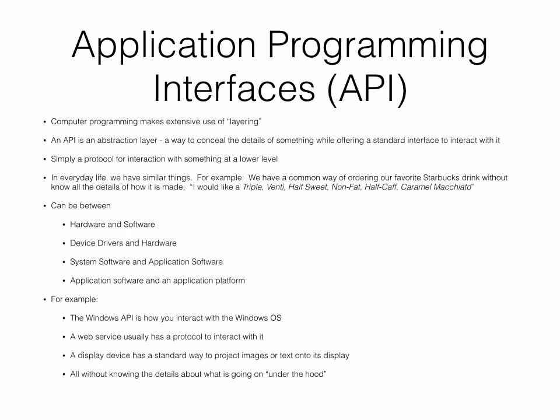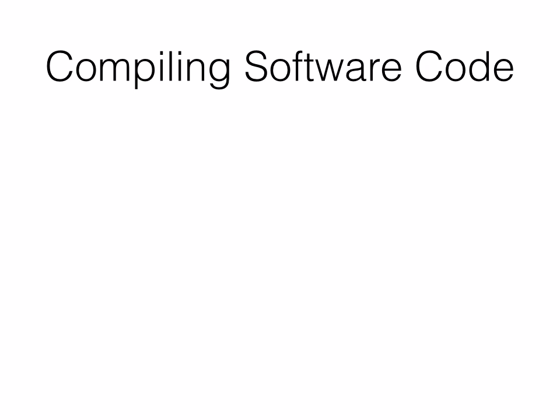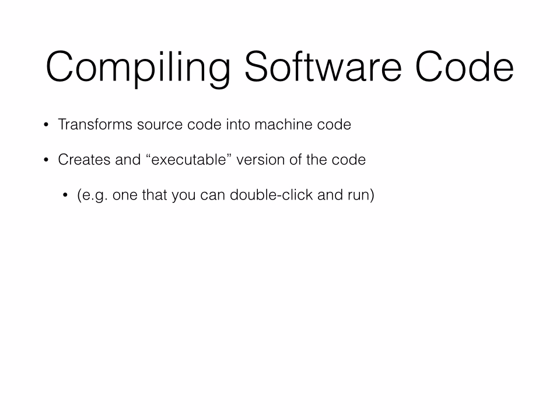So let's talk a little bit more about APIs. Let's go on to the next slide that talks about compiling software code and what that actually means: to take code from structured English, the logic that you give it, to machine code, to something that's executable. That's what compiling software does. It transforms source code into machine code. It creates an executable version of the code, for example, something that you can double click and actually run.